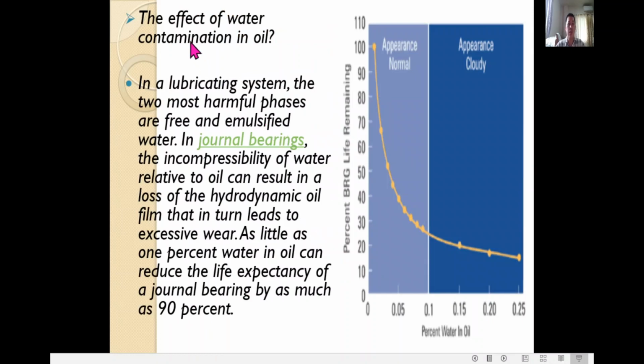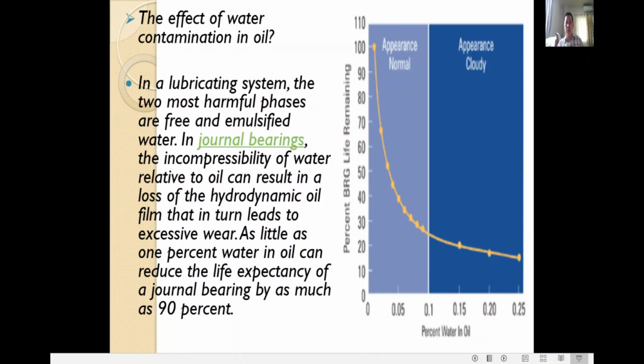So we have here the effect of water contamination in oil. In a lubricating system, the two most harmful forms are free and emulsified water. In journal bearings, the incompressibility of water relative to oil can result in a loss of hydrodynamic oil film that in turn leads to excessive wear. As little as 1% water in oil can reduce the life expectancy of a journal bearing by as much as 90%.